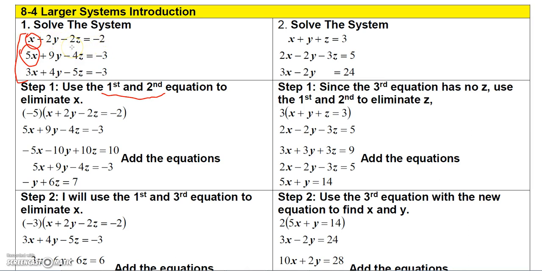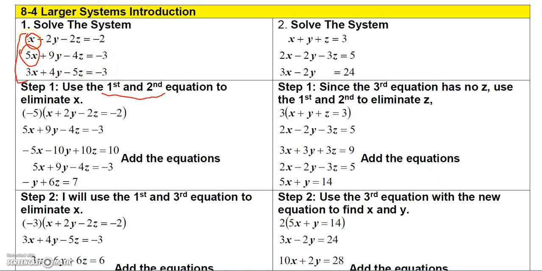Now before I get into this, let me just tell you there's several different routes you can take in solving these equations. So maybe I start out and eliminate z's instead of x's, or maybe I use a different pair of equations to eliminate x's. But the idea is to first of all pick 2 equations and eliminate a variable, then pick 2 different equations and eliminate the same variable in the next step. And I'll show you that in a minute. So right now I'm choosing to eliminate x using the first and second equation.